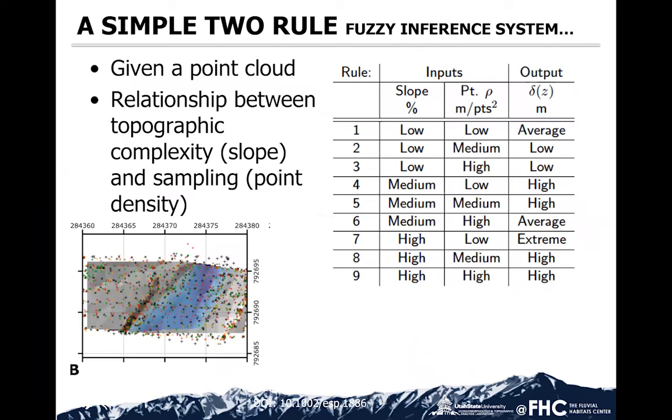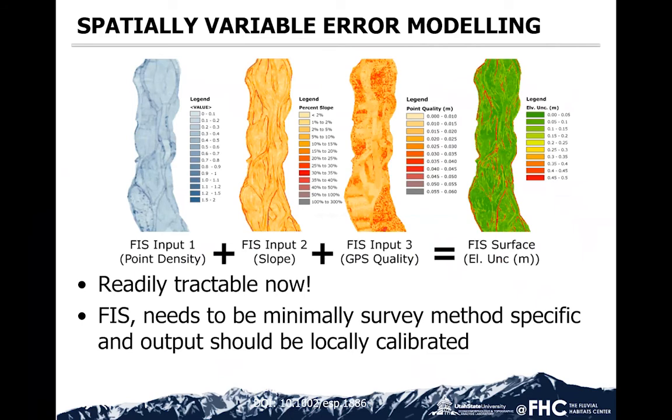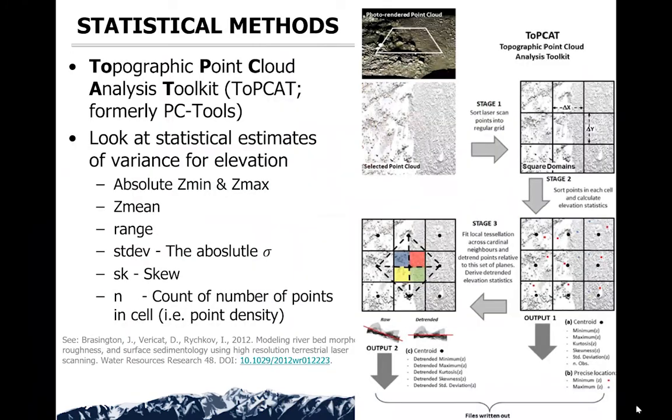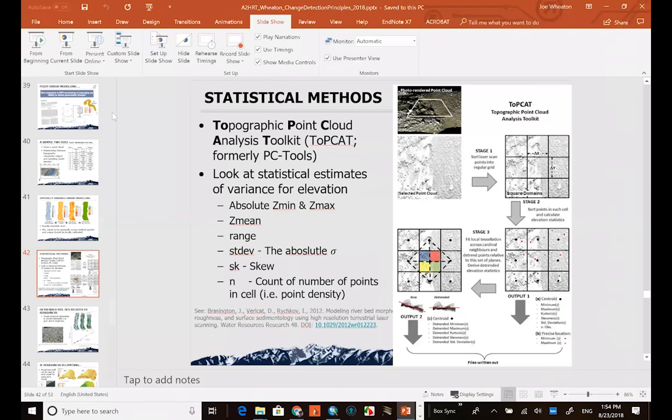The whole magic in here is using fuzzy membership functions and calibrating that to independently derived reasonable ranges of error values. You can take spatially variable inputs that must contribute to uncertainty, and then produce these reasonable spatially variable error models, which in this case are pretty much just showing that the steep areas that have lower point density are going to have higher uncertainty, and the flat areas with higher point density are going to have really low. So I think that's all I want to say about that one for now.